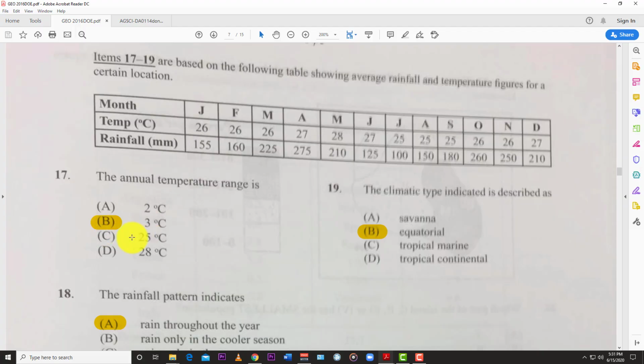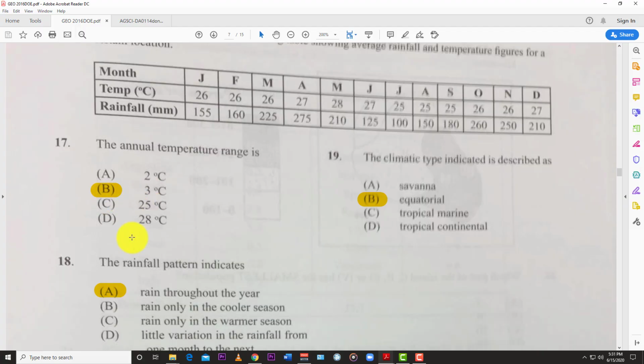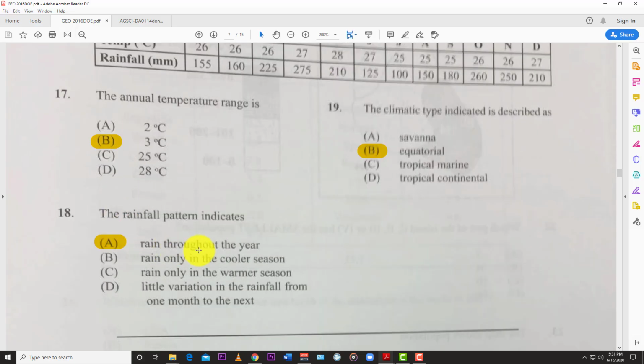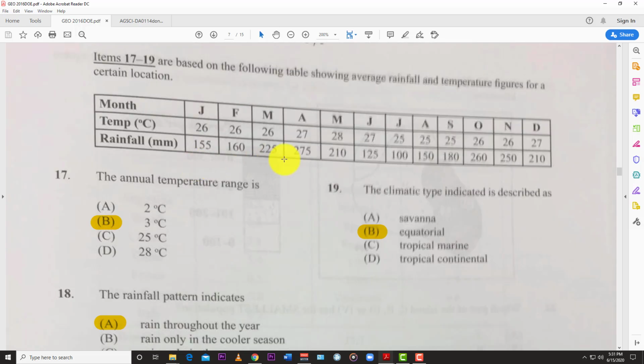From the lowest to the highest, the lowest is 25 and the highest is 28, so the difference would be 3 degrees right there. Number 18, the rainfall pattern indicates A, rain throughout the year. As you can see, rain throughout the year. The lowest is 150, but on average it was over 200.